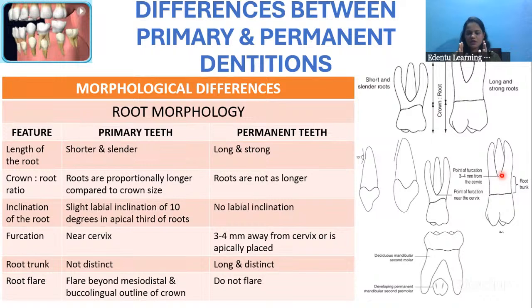So there is something called the root trunk. This root trunk is very prominent in the permanent teeth, whereas the root trunk is not so prominent in the primary teeth. So that's the main difference.